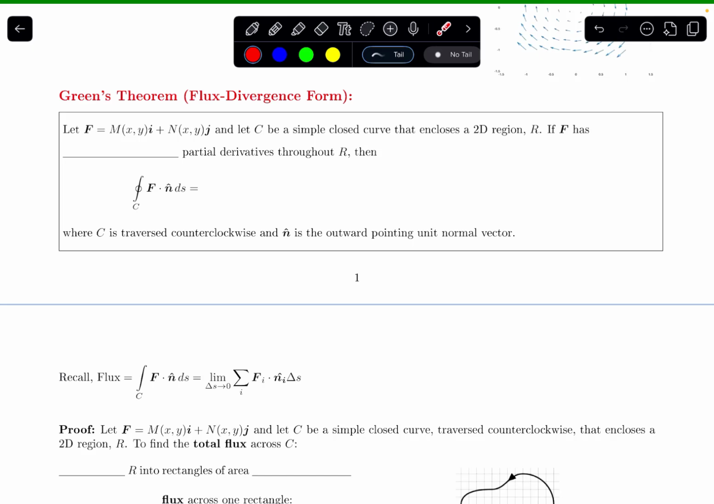In this video, we are going to learn about Green's theorem. This is one of the big theorems of vector calculus, and there's two parts to this. What we're going to talk about here is called the Flux-Divergence Form.